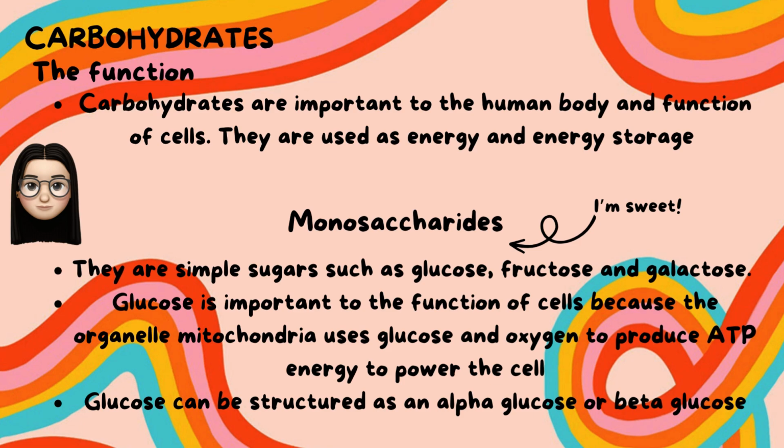Carbohydrates are important to the human body and the function of cells. They are used as energy and energy storage. Monosaccharides are simple sugars such as glucose, fructose, and galactose. Glucose is important to the function of cells because the organelle mitochondria use glucose and oxygen to produce ATP energy to power the cell. Glucose can be structured as an alpha glucose or a beta glucose.